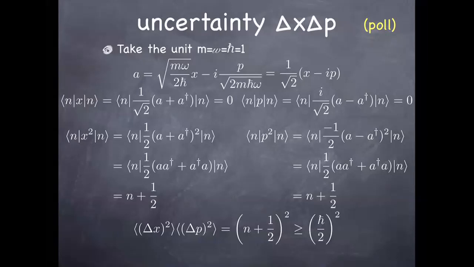And what we learn as uncertainty principle is that delta x delta p is always bigger than h bar over 2. Because we're talking about the square of the whole thing, this has to be bigger than (h bar over 2) squared. Remember, we took the unit where h bar is 1. So the minimum uncertainty (h bar over 2) squared is (1/2) squared in this unit. And lo and behold, when you take n to be 0, that's the ground state, you saturate this inequality (1/2) squared. So the ground state is the minimum uncertainty state.